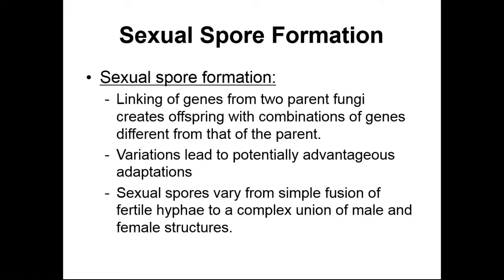We can also have sexual spore formation. Sexual spore formation is an ideal way to form spores for a fungi because it will have more mixing and matching of genes to give us potentially favorable trait generation in the population. So we'll have genes from two parent fungi that could be linked together. As these genes are being linked together, they'll create new offspring with new combinations of genes. This is a good thing. Sexual reproduction is good for the populations. This is why most major animals and most major organisms that we can see, most multicellular organisms, go through sexual reproduction. These variations can lead to advantageous adaptations, so on and so forth.